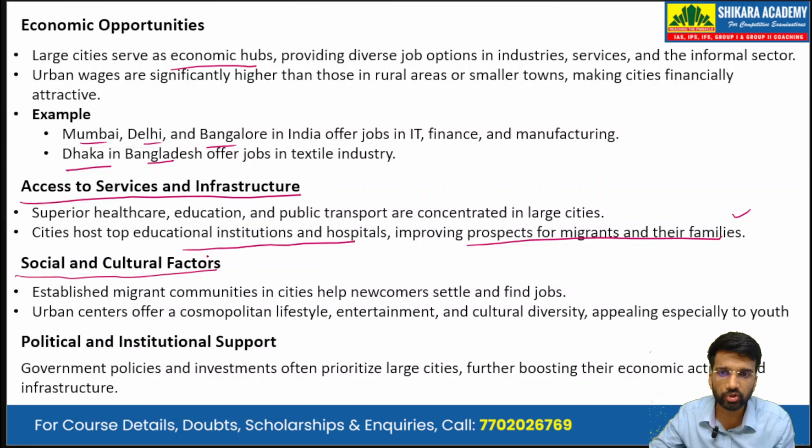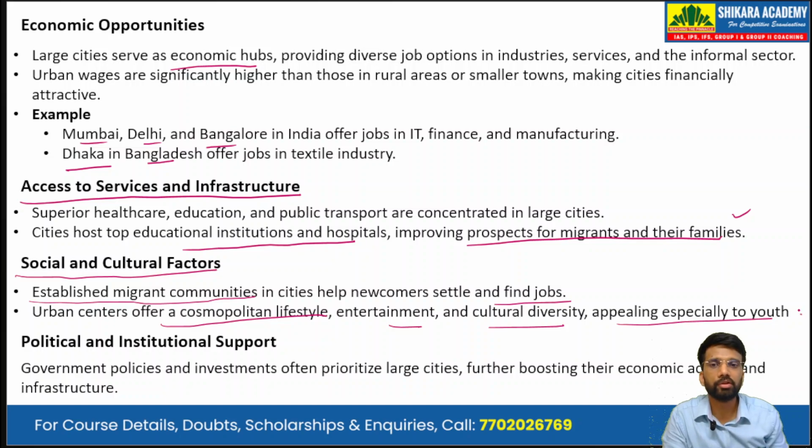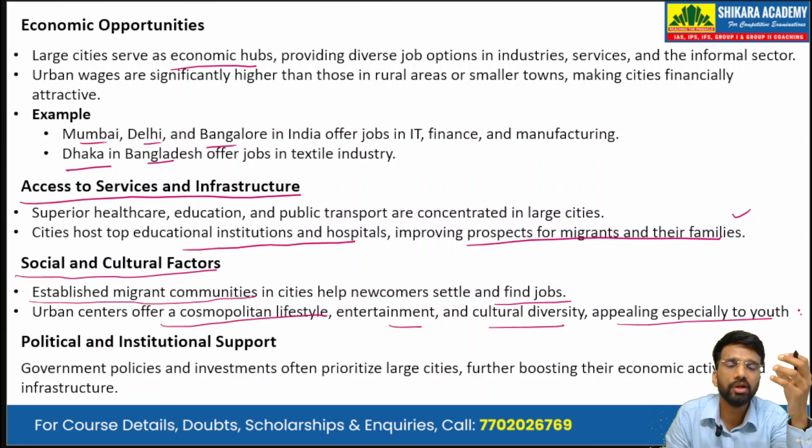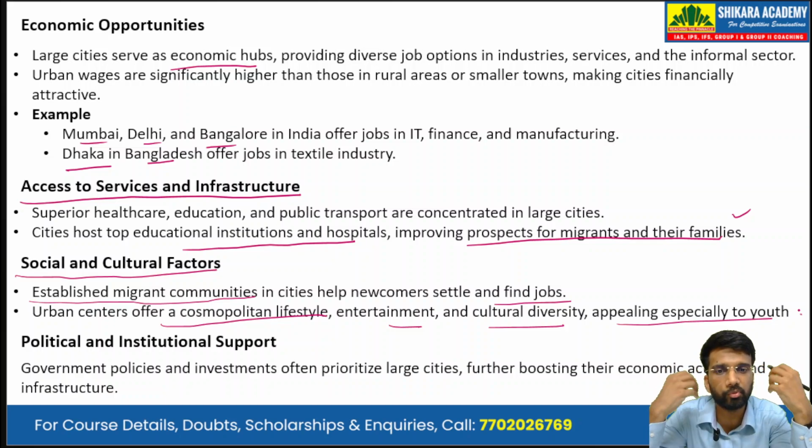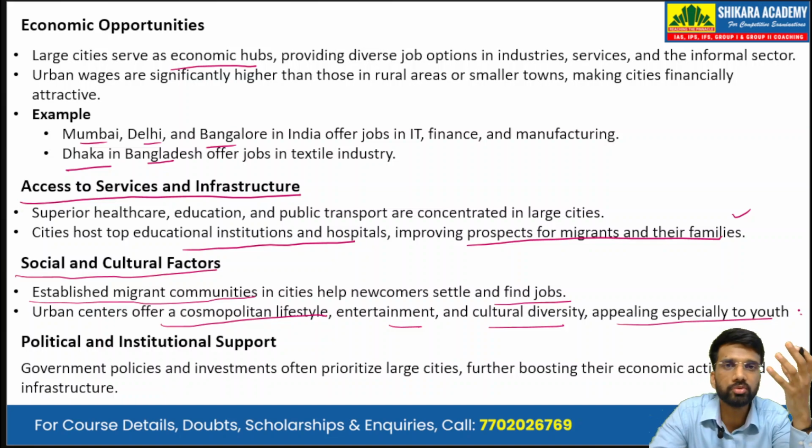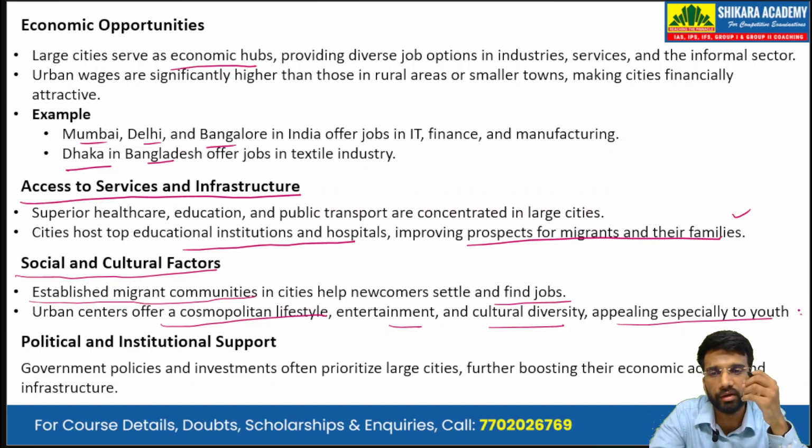Then we discuss the social and cultural factors. In large cities, we have established migrant communities, which help newcomers to settle and find jobs. Urban centers often offer a cosmopolitan lifestyle. They have entertainment and cultural diversity, appealing to the youth. Today's youth is very internet savvy, so they aspire to a cosmopolitan lifestyle. They want modern sources of entertainment. They want to live in an environment with cultural diversity, which large cities provide.